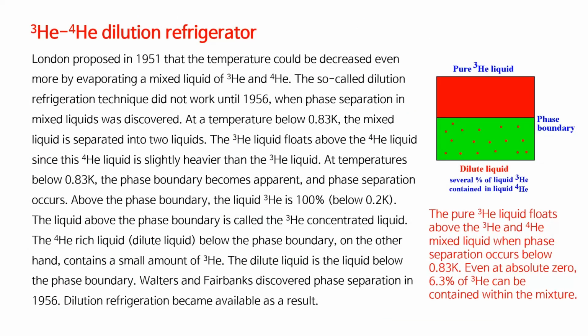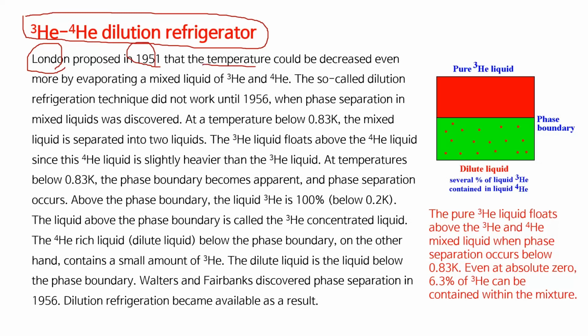Now let's see the helium-3, helium-4 dilution refrigerator. London proposed in 1951 that the temperature could be decreased even more by evaporating a mixed liquid of helium-3 and helium-4. The so-called dilution refrigeration technique did not work until 1956, when phase separation in the mixed liquids was discovered.